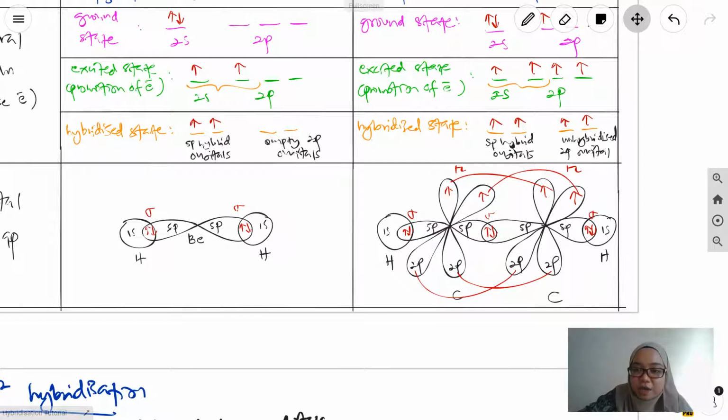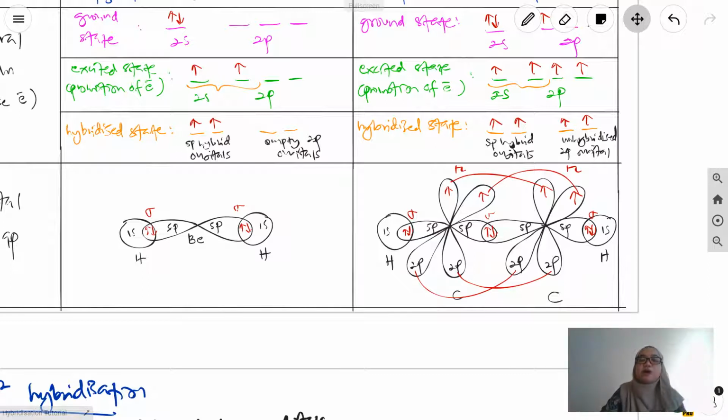This one has the same orientation as this one, so they will each contribute one electron and form a pi bond. And the diagonal ones will each overlap side by side to form another pi bond. So there are two pi bonds here. Okay, so it's very clear now.